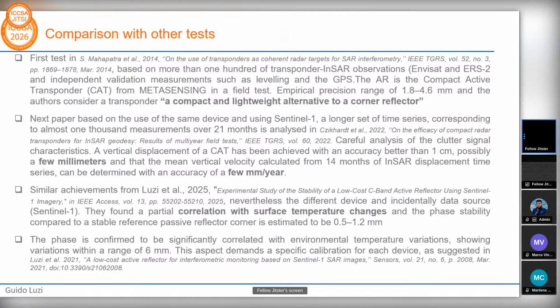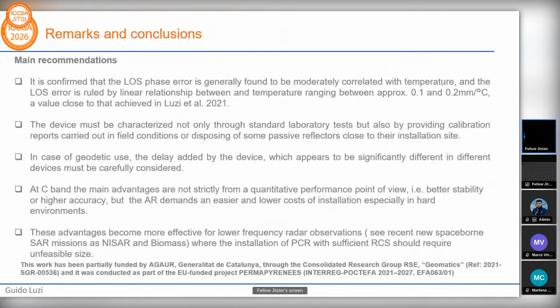All the other authors also confirm that the main issue is the dependence on the temperature of the device, for which, for example, in our device we include a sensor inside the device, so you can have the temperature data corresponding to the satellite acquisition, and so make a statistical correlation using directly the data in the field.